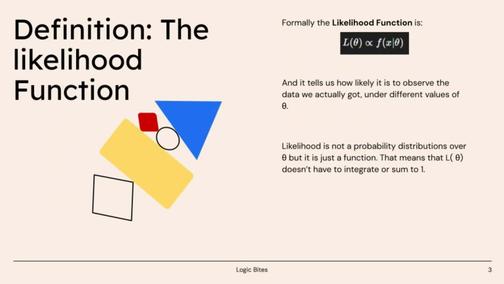Formally, the likelihood function is L(θ) = f(x | θ). It tells us how likely it is to observe the data we actually got under different values. And remember, likelihood is not a probability distribution over theta, it's just a function. That means L(θ) doesn't have to integrate or sum to 1.